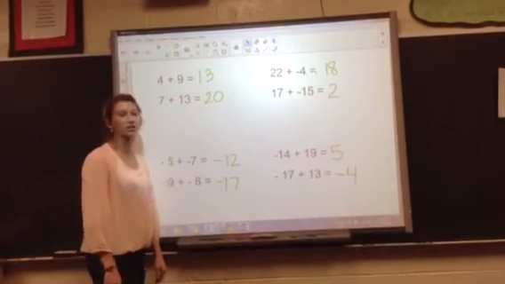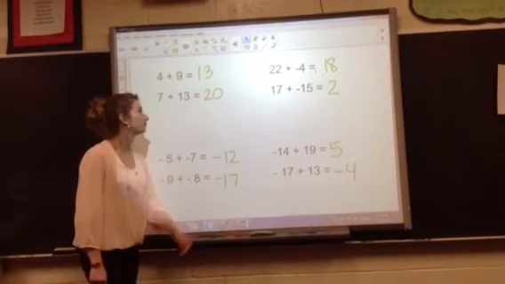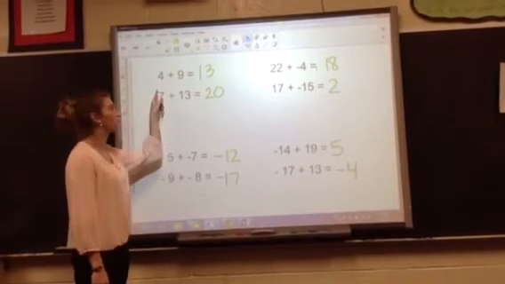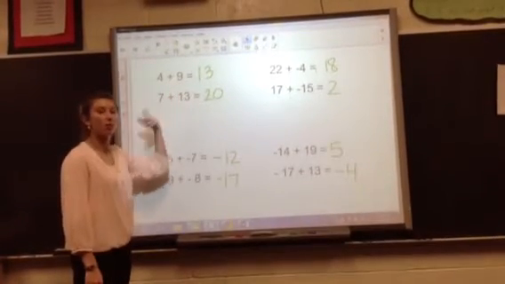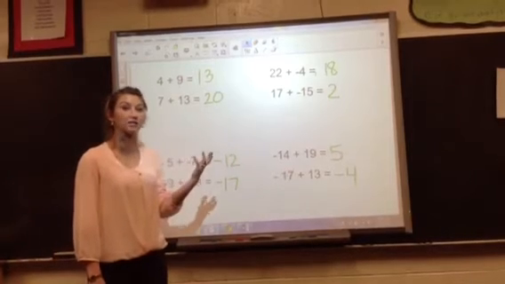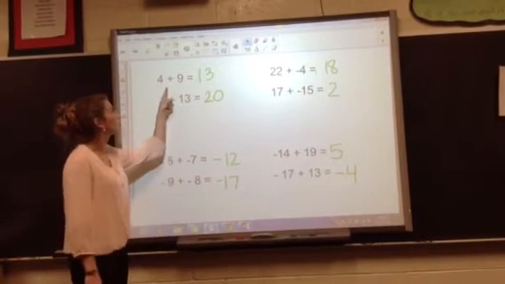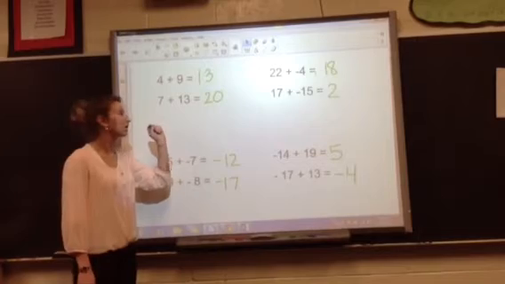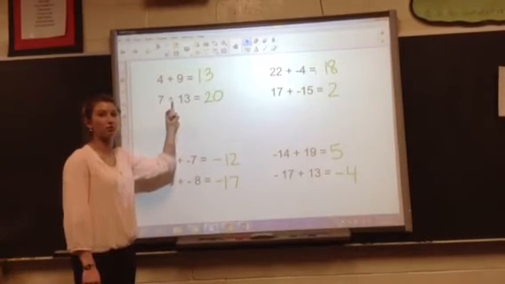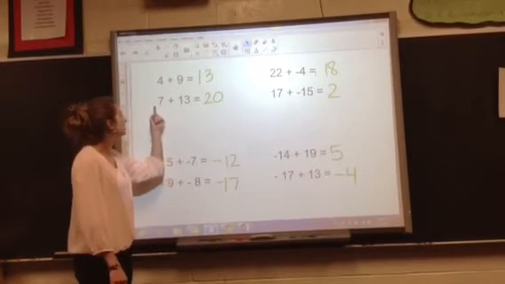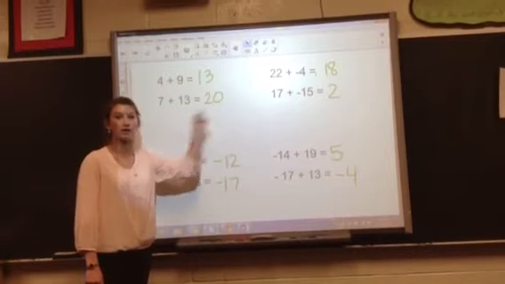Alright, now we're going to take a look at the examples that you just tried on your own. In the first two here, we have a positive plus a positive. Same signs, so we add them together. 4 plus 9, we get 13. In the next one, again, we have a positive plus a positive. Keep the sign. 7 plus 13, we get 20.